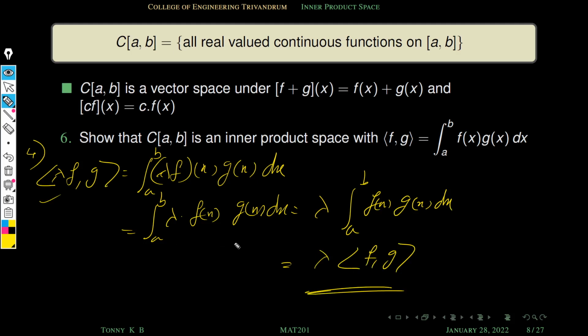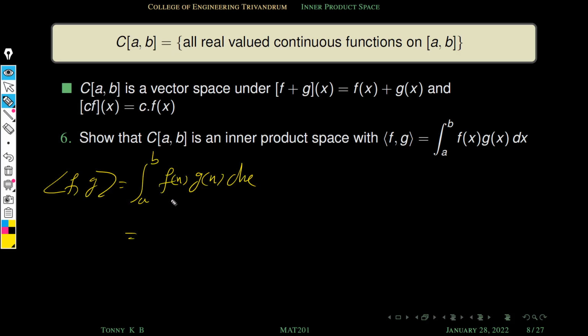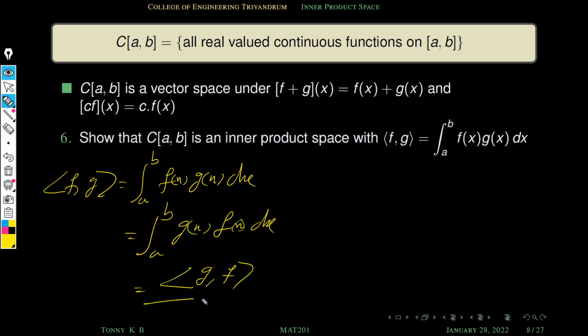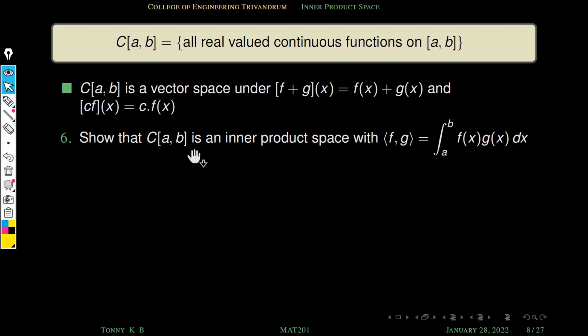The last one is commutative. So we consider the integral of f, g. This is the definition. They are real valued functions, so you can easily reverse the order. That means g of x into f of x dx. And by definition, this is equal to inner product of g, f. So this function is commutative. So this function satisfies all the 5 axioms of the inner product. So C[a,b] is an inner product space with this inner product. There are several inner products on C[a,b]. Anyway, C[a,b] is an inner product space, and this is the standard inner product on C[a,b].